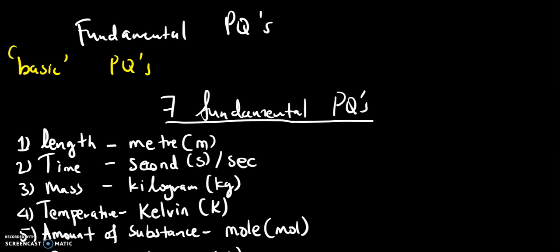First, we have length, which has the unit meter, abbreviated small m. And then we have time with the unit second, given the abbreviation lowercase s, or sometimes written as sec. Then we have mass with the unit kilogram, abbreviated kg. And mind you, these are SI units. All of these are SI units.